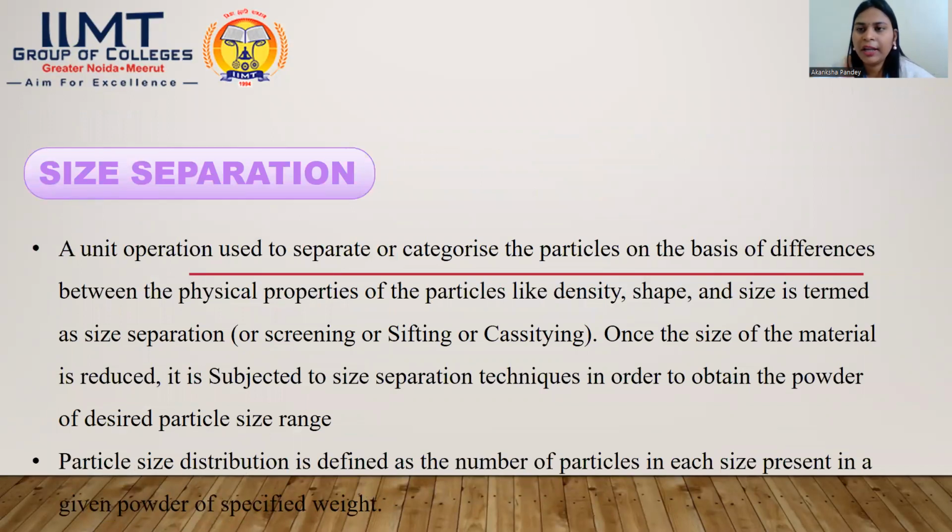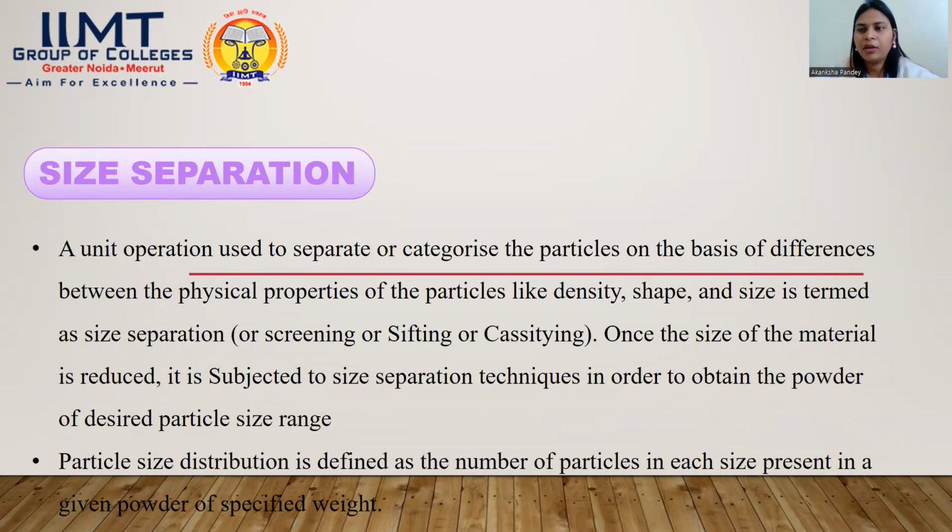Moving forward, I would like to give a brief introduction about what size separation is. A unit operation used to separate or categorize particles on the basis of differences in physical properties of the particle, like density, shape, and size, is termed size separation. Once the size of the material is reduced, it is subjected to a size separation technique in order to obtain powder of the desired particle size range. Particle size distribution is defined as the number of particles of each size present in a given powder of specific weight.